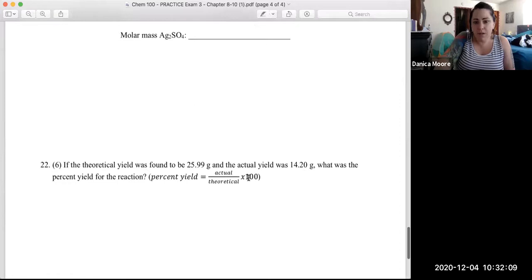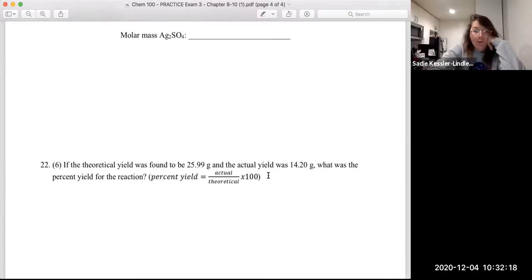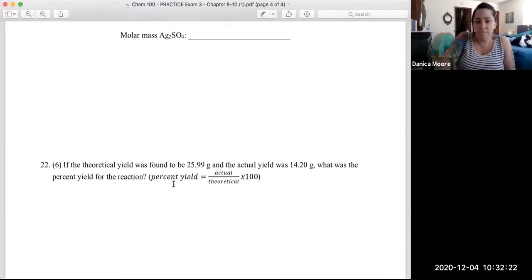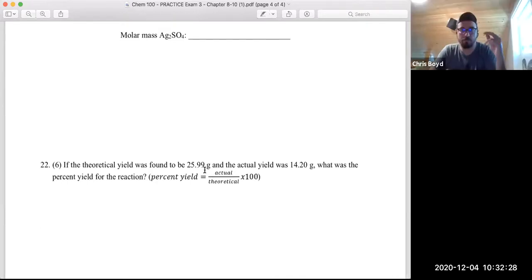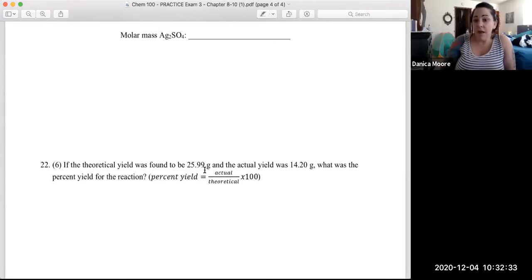And then the last one, did the videos go through percent yield, actual and theoretical? I think so. Briefly, I'm pretty sure. But just as a quick review here, the actual yield is what you find, what you're able to measure in the lab, right? The theoretical yield would be what you should get based on what you started with, right?